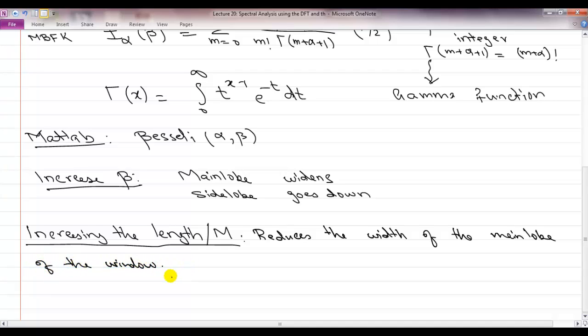But increasing the length never affects the side lobe height in terms of dBs. In the dB scale, it never impacts the side lobe. It does not affect side lobe attenuation relative to the main lobe height.